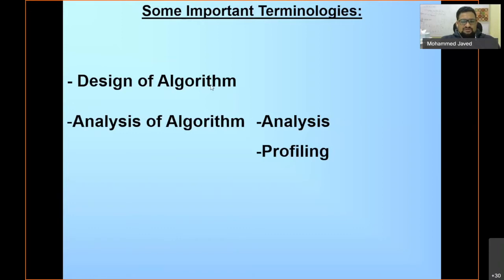Design of an algorithm and analysis of algorithm. So the design comes into picture when the input is known and the output is known. Okay, input is known and the output is known. So now we need to develop a transformation function, or a function which transforms the input into the desired output space, right? So that is the concept of design.